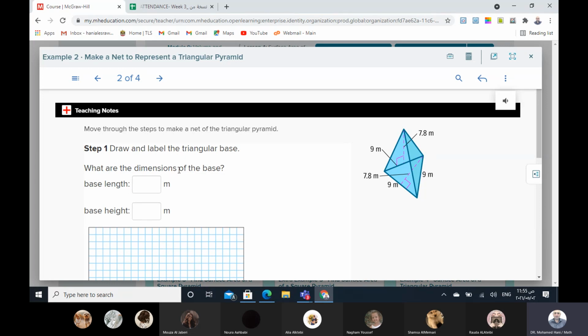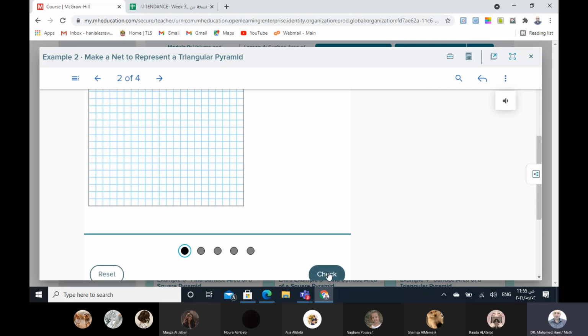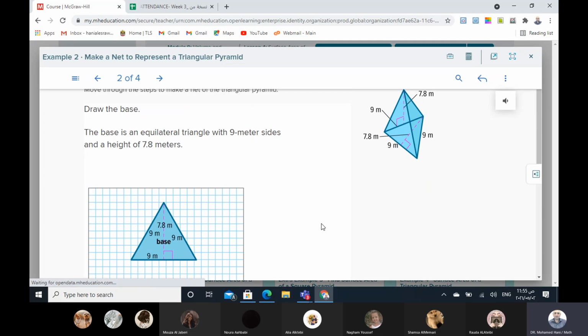What are the dimensions of the base? Base length and base height. As you see, the base of this triangle here will be 9. So right here, 9. And the height of the triangle here will be 7.8. So as the first step, this is the base.